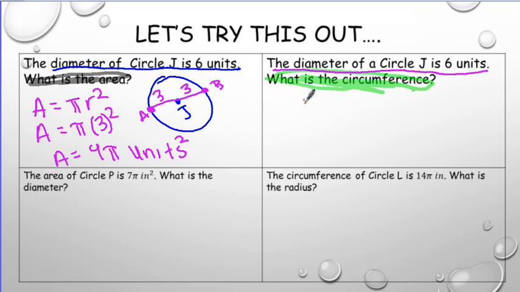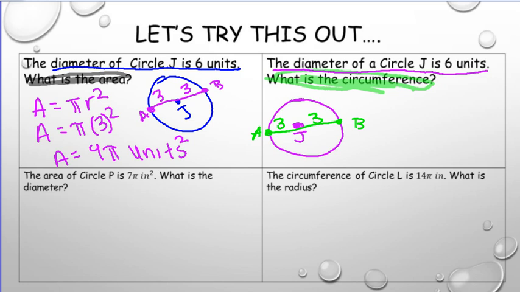So, I draw the circle, and I'm going to call this circle J. That's the center. And then I am going to draw the diameter, and I'm going to call my diameter A, B. And it told me that it was 6. So if it's 6, this is 3, and so is this.